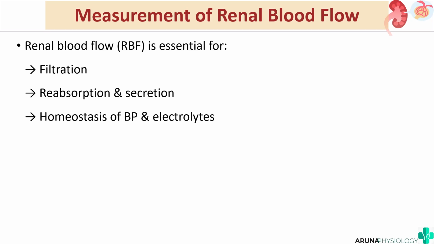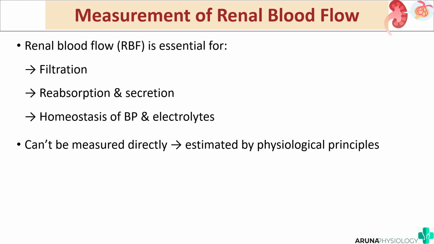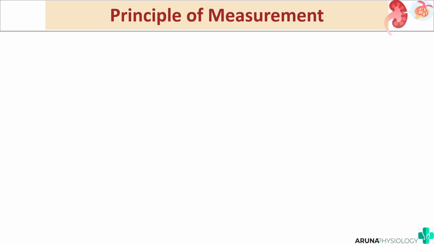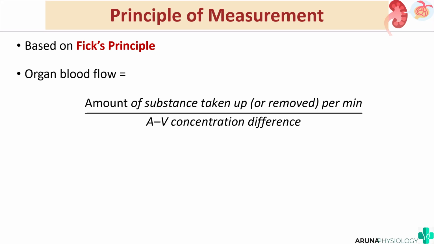First of all, we know that renal blood flow is essential for filtration, reabsorption, secretion, as well as homeostasis of BP and electrolytes. But how can we measure the renal blood flow? We cannot do it directly, and that is why it is estimated by physiological principles. The most important physiological principle that we use is Fick's principle. Based on Fick's principle, the blood flow to the organ is equal to the amount of substance taken up or removed per minute divided by the arteriovenous concentration difference. We'll come back to Fick's principle again. Once I explain the concept, all this will be very clear.